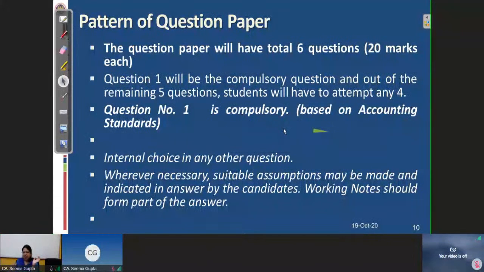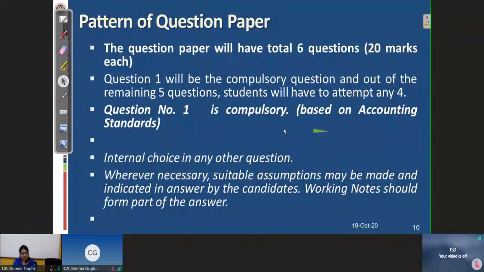The question paper will have total 6 questions, 20 marks each. This is the pattern of the question paper. As I have already discussed, the question paper will have total 6 questions and 20 marks each. Question number 1 is compulsory. And out of the remaining 5 questions, the students will be required to answer any 4.